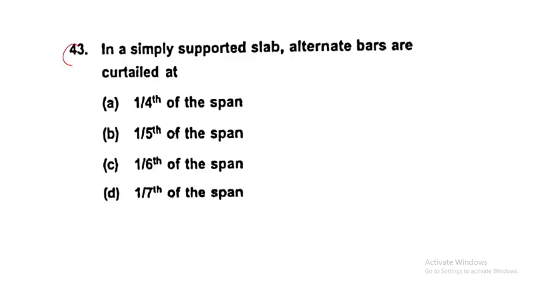Next question, question number 43. In a simply supported slab, alternate bars are curtailed. Right. So I think you have to understand what curtailment is, and where in the slabs the curtailment will be done. Okay, we will do detail in this question only. We will go very deep in this question. For a simply supported slab, alternate bars are curtailed where?